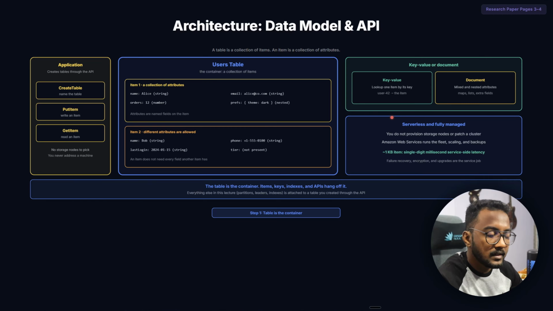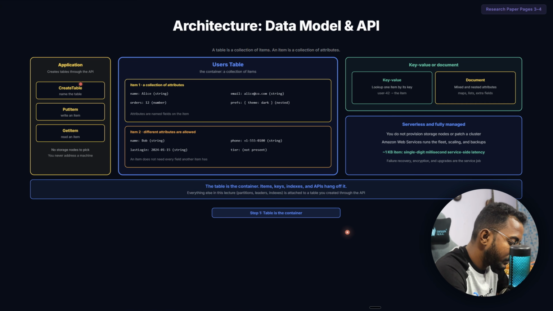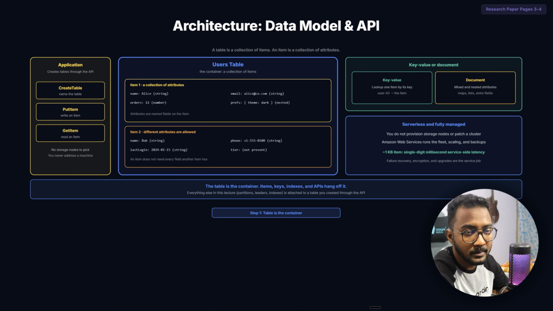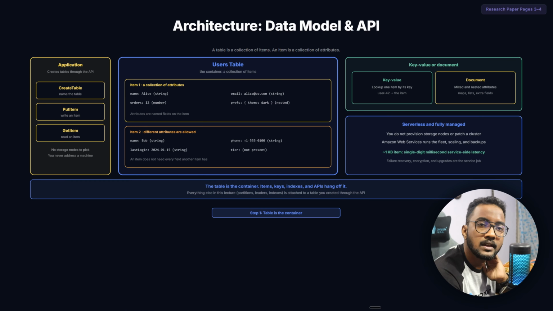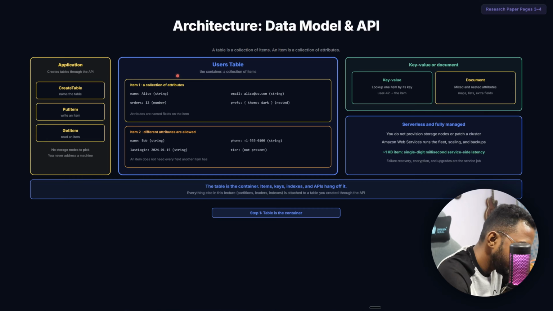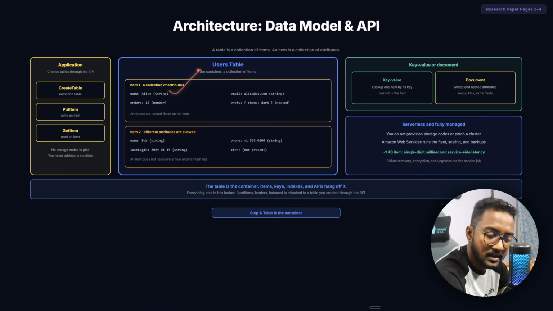So summarizing the entire discussion, applications can create a table, put an item into the table, get an item from the table, and use various other APIs that they are provisioned with to run their operations. And after this, in the storage layer, the tables can have a collection of attributes, and different attributes are also allowed. If you see here, name, orders, email, and preference were mentioned, but in this case, phone was mentioned.